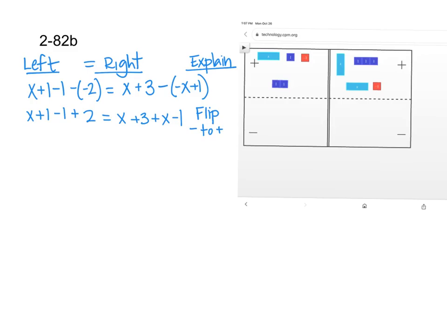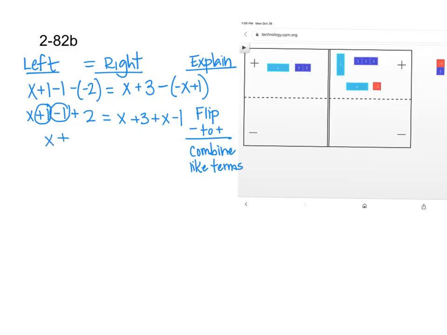Now what I want to do is combine my like terms by removing zero pairs. On the left-hand side of the equation, I can see here that I have a negative 1 tile and a positive 1 tile. Together, they equal 0, so I can remove that 0 pair. On the left-hand side now, I'm left with x plus 2. On the right-hand side of the equation, I see that I have a 0 pair here. Positive 1 and negative 1 equals 0. So I'm going to remove that 0 pair as well, leaving me with 2x plus 2.